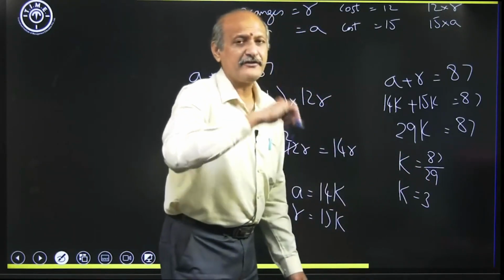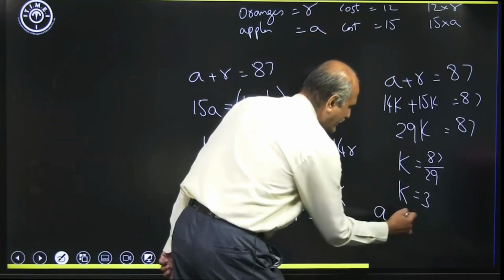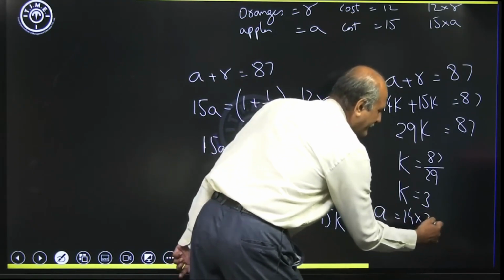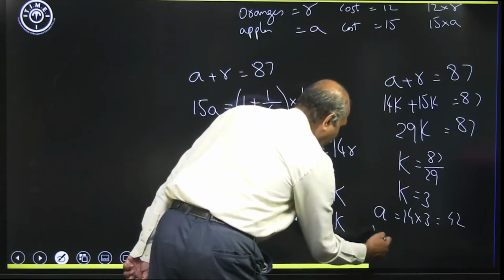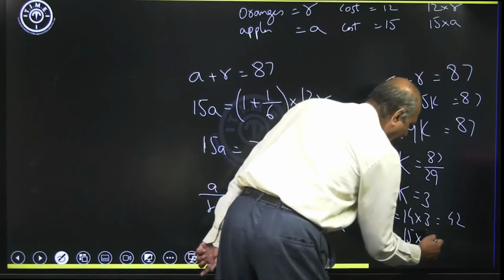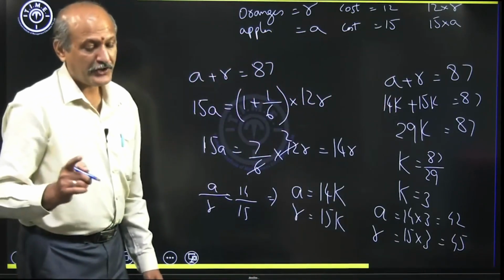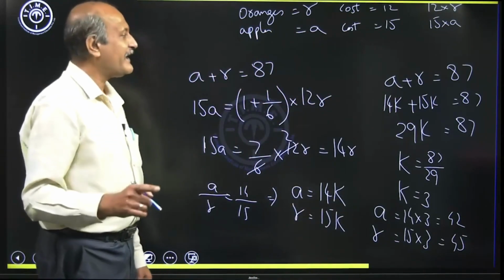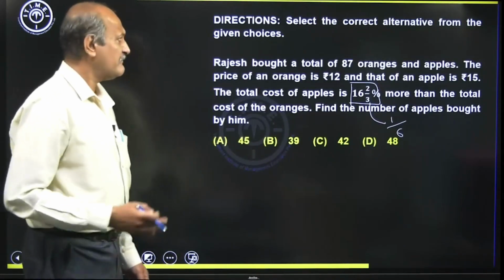When we got the value for K is equal to 3, now we can tell that A will be equal to 14 into 3. How much is this? It is equal to 42. Similarly, the number of oranges purchased is equal to 15 into 3, which is equal to 45. So there are 42 apples purchased and 45 oranges purchased by this person, by Rajesh.